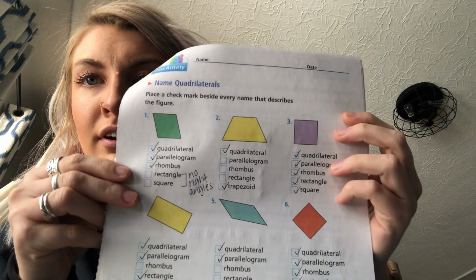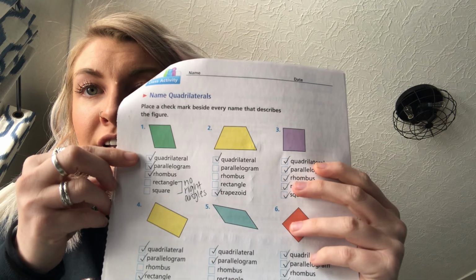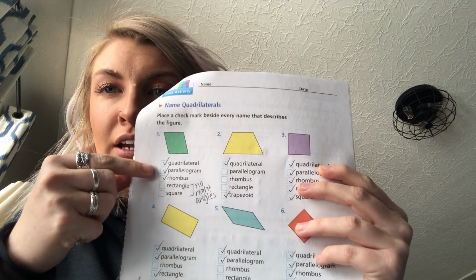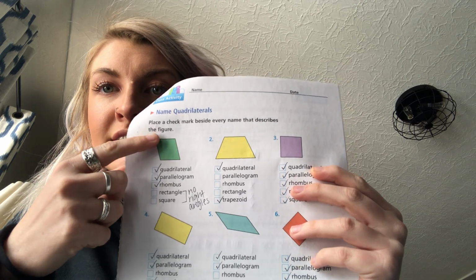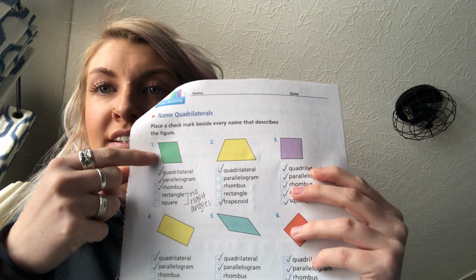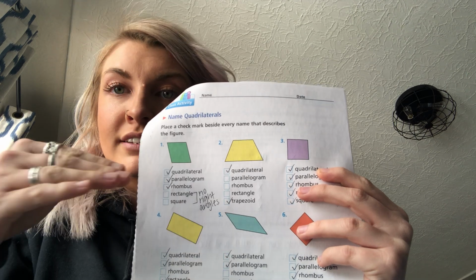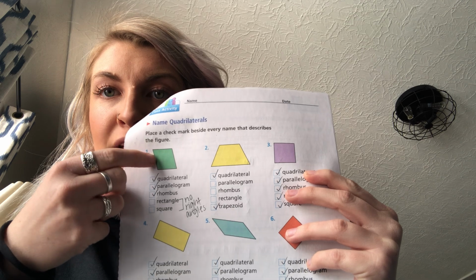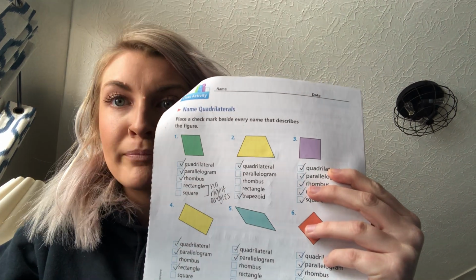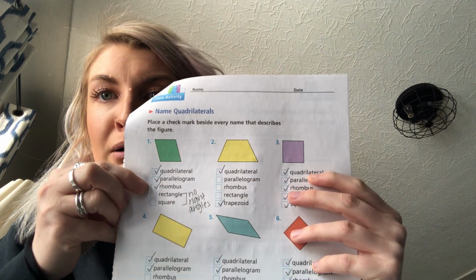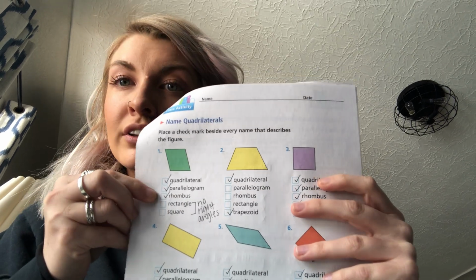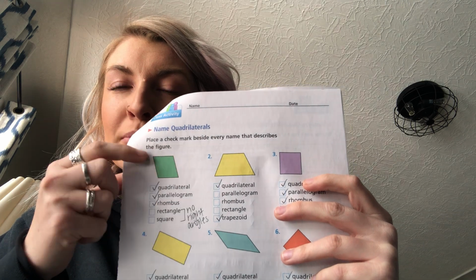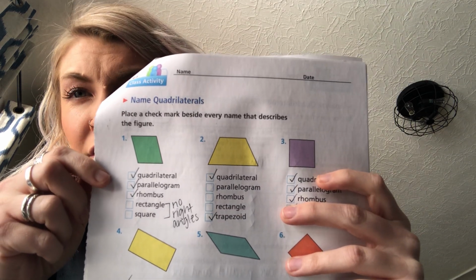Number 1 can be called a quadrilateral because it has 4 sides, so I'm going to put a check mark there. It can also be a parallelogram because it has 2 pairs of opposite sides that are parallel and the same length. These 2 sides are the same length and they're parallel, and these 2 sides are the same length and they're parallel, so it can be called a parallelogram. It could also be called a rhombus because a rhombus has all the same attributes as a parallelogram, but all 4 sides are the same length.